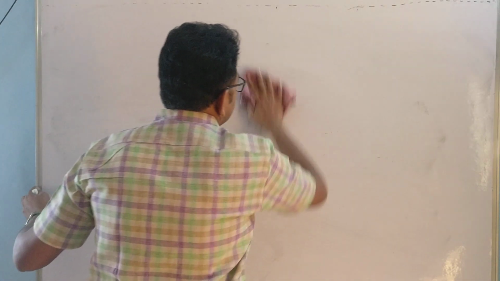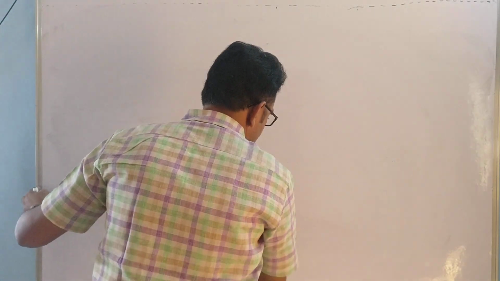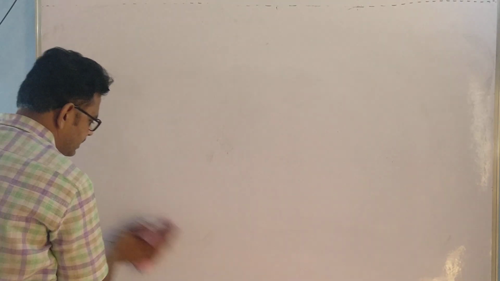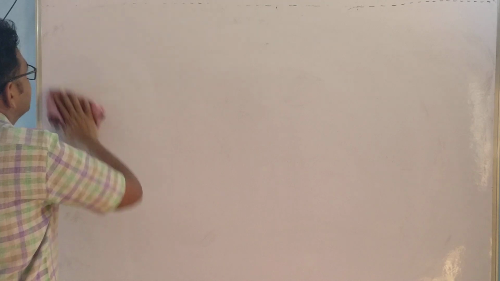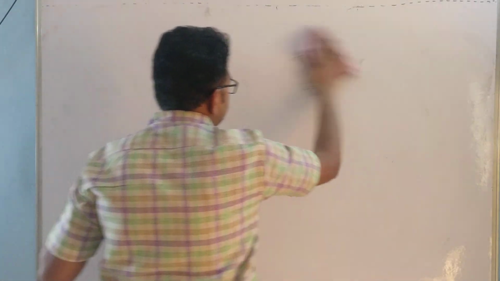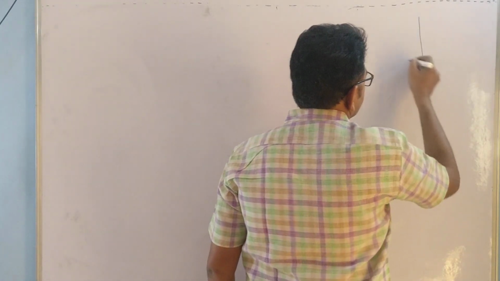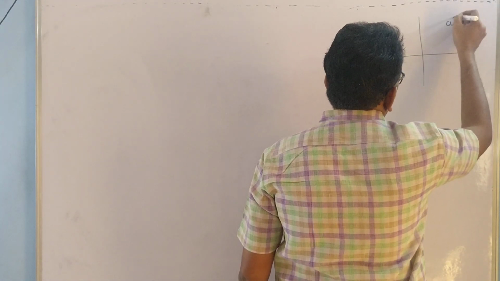So we conclude that in the first quadrant all trigonometric ratios are positive. In the second quadrant only sine and cosecant are positive. In the third quadrant tan and cot are positive.